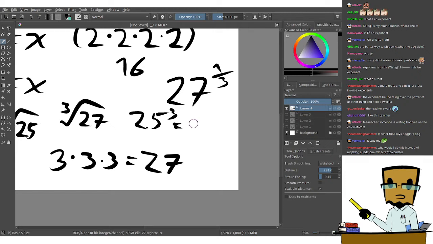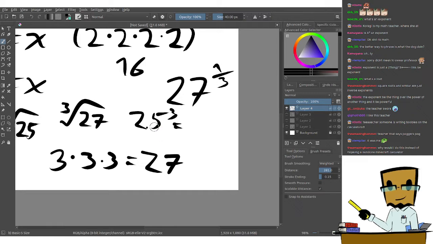Why would you do this instead of making a redstone Minecraft calculator? Please pull out your phone, start Minecraft, and load this Minecraft redstone calculator app and perform this.